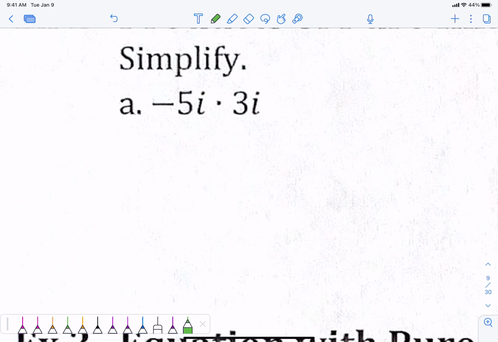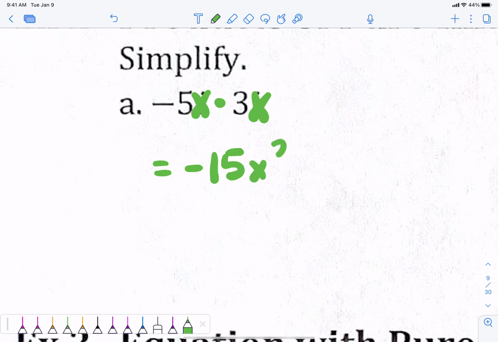Here's why I like the i's. You treat an i just like a variable, like this was x. Let's say you had negative 5x times 3x. Don't change those to x's on your paper, but I'm going to do them on my paper. What is negative 5x times 3x? Negative 15x squared, because you have two x's. Except it's not x, it is actually i. So it's negative 15i squared.